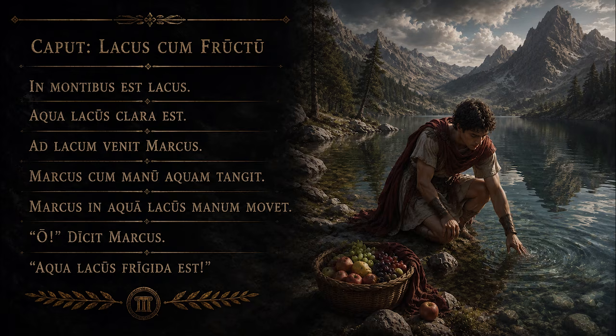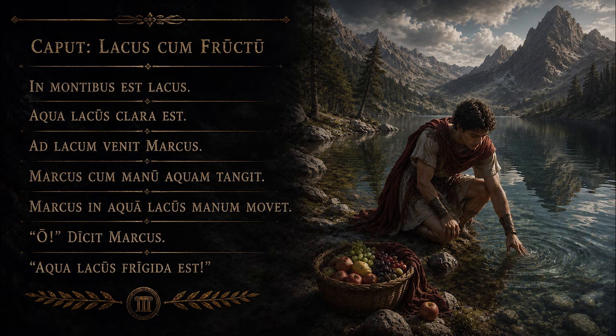In this chapter, we're going to dive into the fourth declension. And do you see in this first paragraph, we have two versions of the word lacus, one with a short U and one with a long U. Can you figure out the difference and the meaning of this word? Let's go.